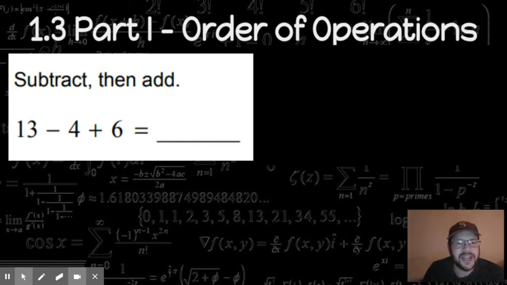Okay, first subtract, then add. So we have 13 minus 4, do that subtraction first, and then add the 6. What do you get? Yeah, 13 minus 4 is 9, plus 6 is 15.